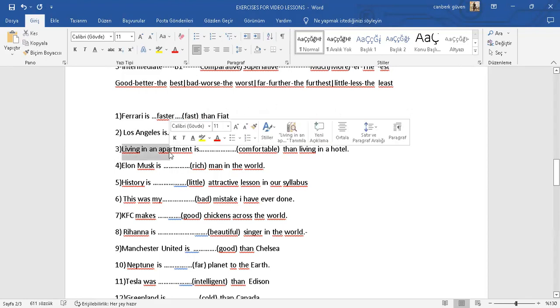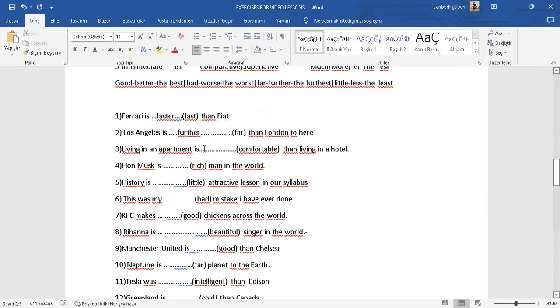Third: living in an apartment is blah blah than living in a hotel. As you see here, there is an indicator, than. If you see than, it's definitely comparative. This is a tip for you. Living in an apartment is comfortable. Do you think comfortable is a long or short adjective? I think it's a long adjective, so we should use more comfortable, right?